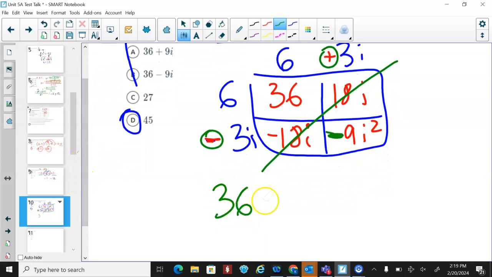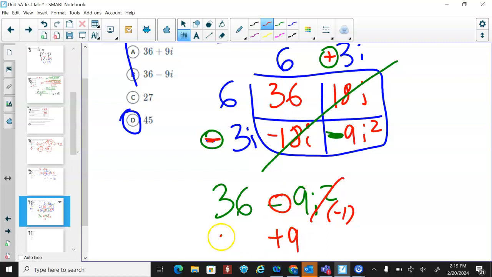Now, what you have left is 36 minus 9i squared. Since this will always be negative, because you're always multiplying negative times positive, and the i squared gets replaced with -1, this number will always end up being a plus. It's just always going to happen. So this is always going to be a larger number, which is 45, okay? But again, you can estimate that by using testing strategies.